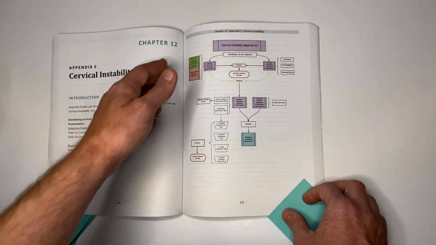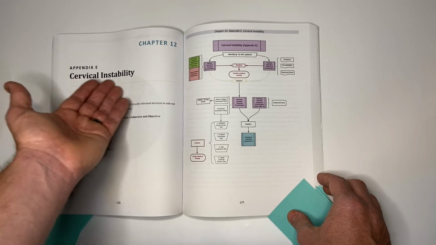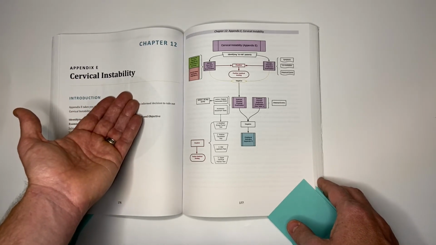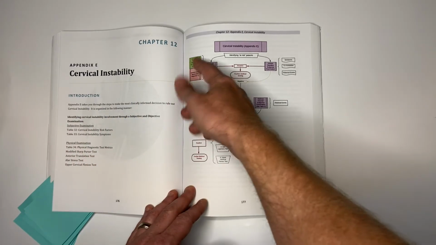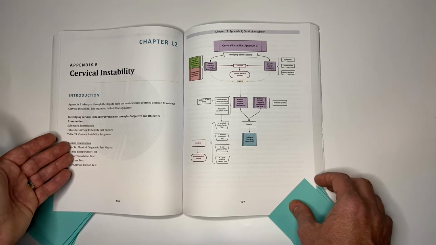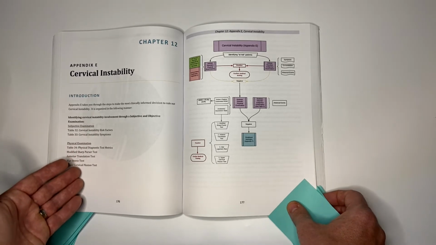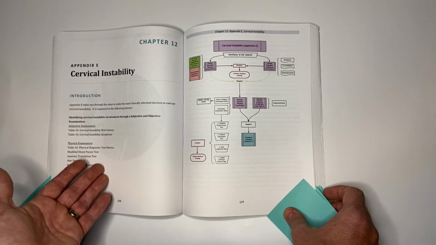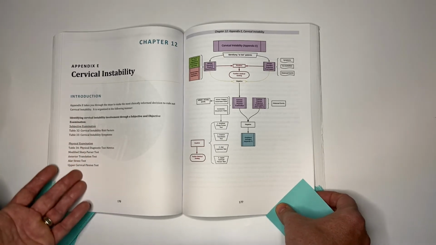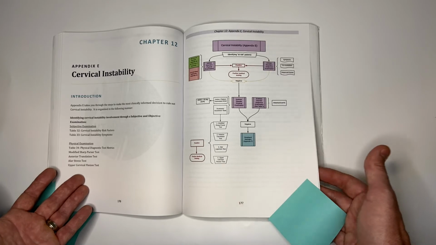Moving forward, Chapter 12 is how we rule out instability of the cervical spine as the reason for symptoms. We take you through our Appendix E, looking at subjective examination procedures of risk factors and symptoms associated with this condition, and take you through the most appropriate physical examination processes to rule it out.